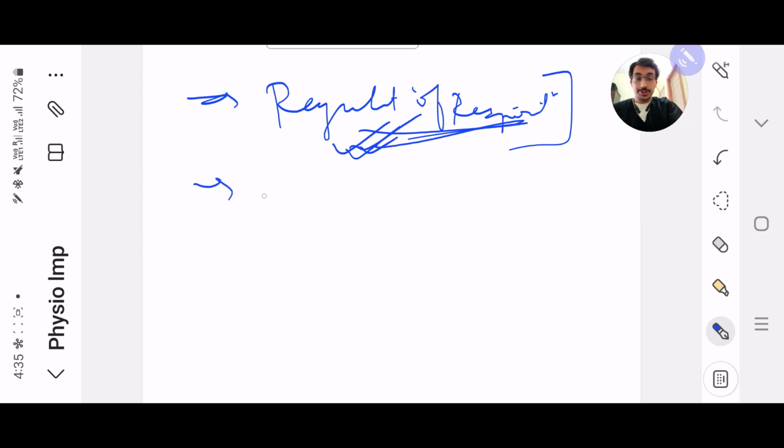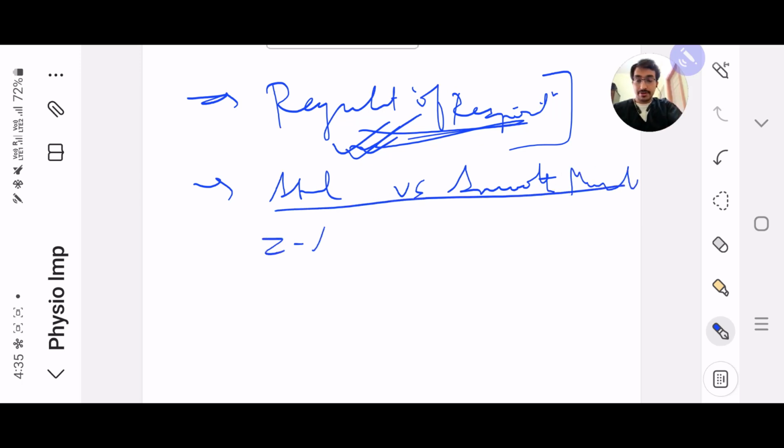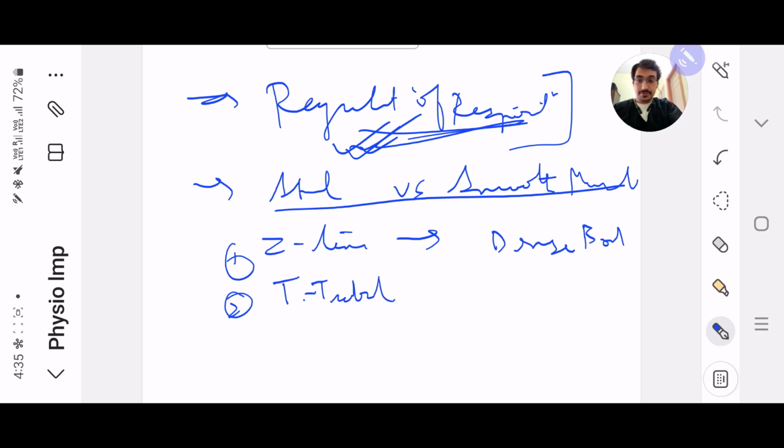Last, you need to remember skeletal muscle versus smooth muscle. Like in smooth muscle, what exactly are the changes? For example, in skeletal muscle we have the Z line, in smooth muscle we have dense bodies. In skeletal muscle we have T tubules, in smooth muscle we have caveolae. In skeletal muscle we have troponin, in smooth muscle we have calmodulin.